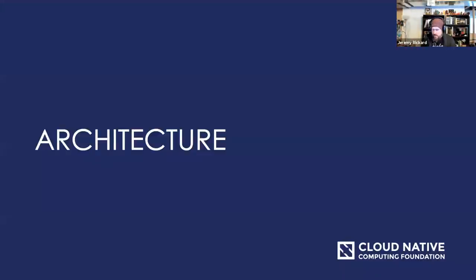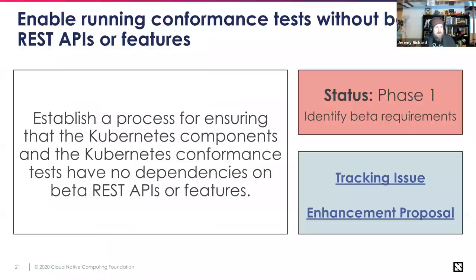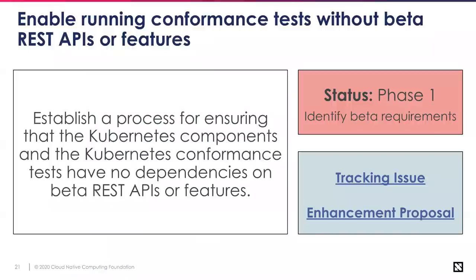All right, now on to SIG Architecture. One of the first enhancements from SIG Architecture that we are going to talk about is enable running conformance tests without beta REST APIs or features. Some context that is really useful when talking about conformance is that these are end-to-end tests that are managed and maintained by Kubernetes contributors, and they live with the rest of the core Kubernetes code.